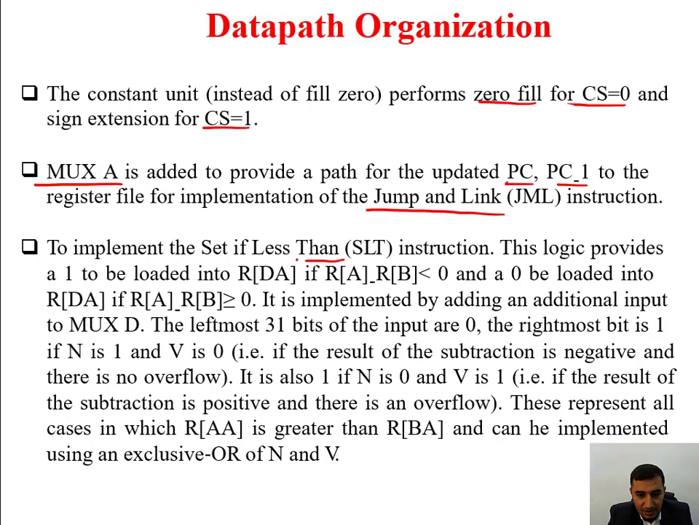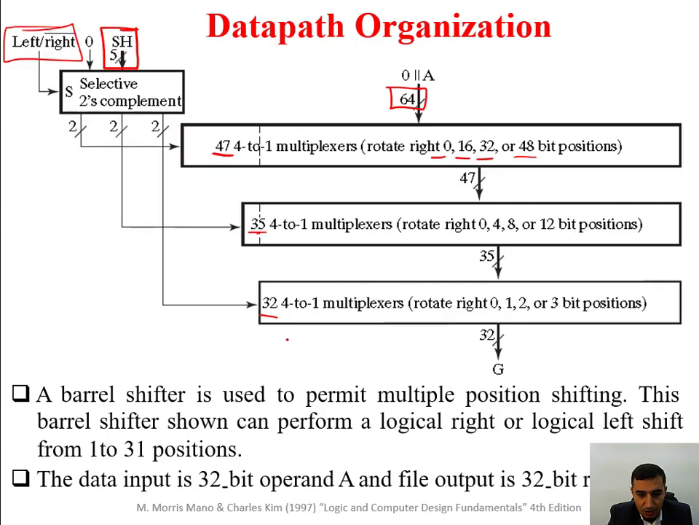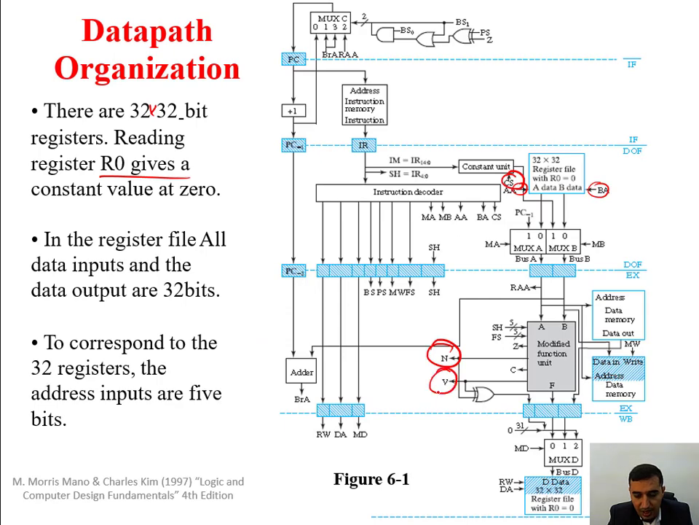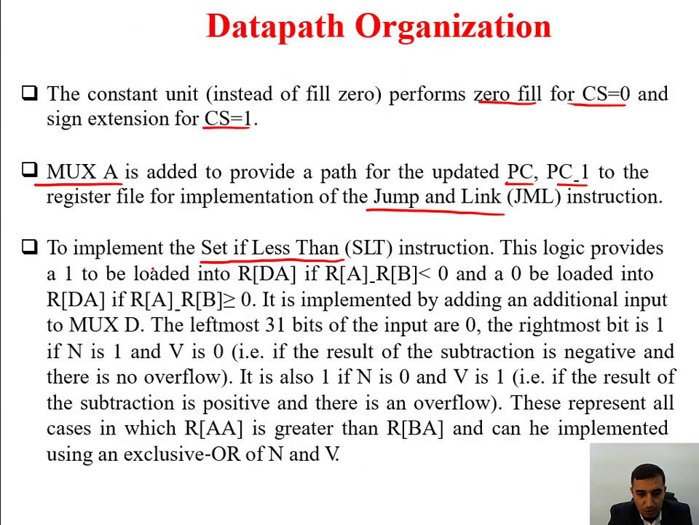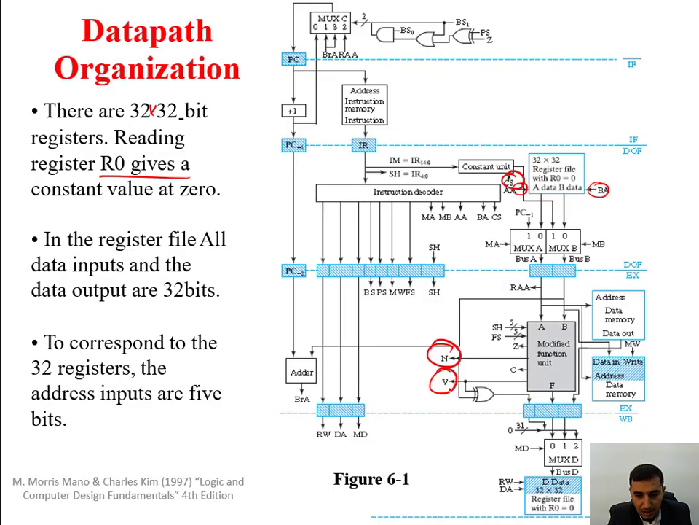Now, to implement the set if less than instruction, we need this XOR between negative and overflow. This logic provides a 1 to be loaded into RDR if RSA minus RSB is less than 0, and a 0 to be loaded into RDR if RSA minus RSB is greater than 0. So it is implemented by adding an additional input to MUXD. As you see over here, we have a new input to MUXD, and this input is zero filled with 31 zeros and added as the second input for MUXD.